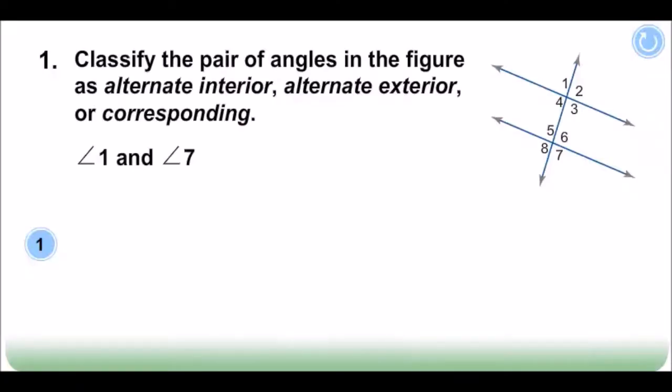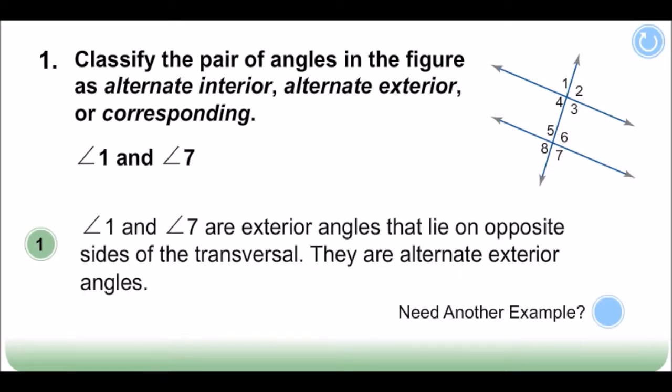Okay, let's refer to example number 1 at the bottom of page 372. I would like you to classify angles 1 and 7 as either alternate interior, alternate exterior, or corresponding angles. Take a moment to look at angles 1 and 7 and decide which category it fits into. Angles 1 and 7 are alternate exterior angles. They lie on opposite sides of the transversal and they're both outside.